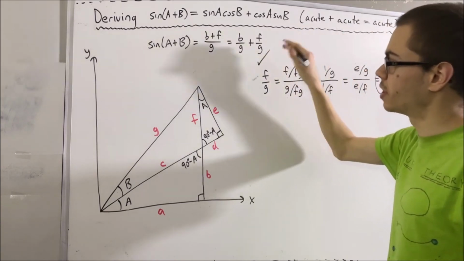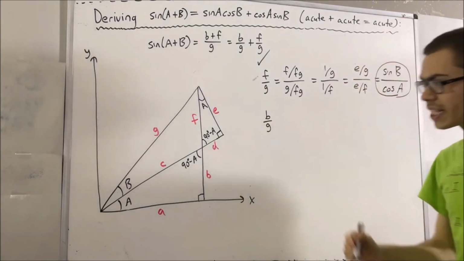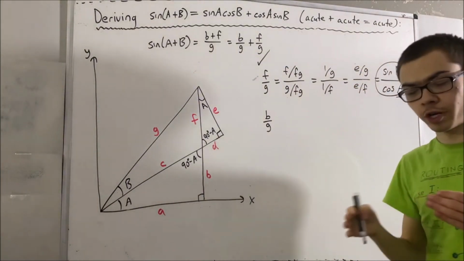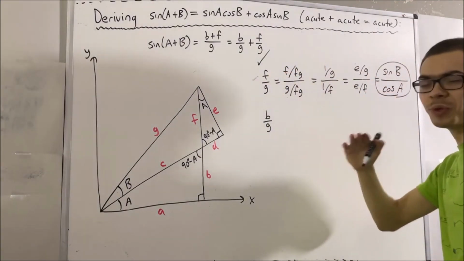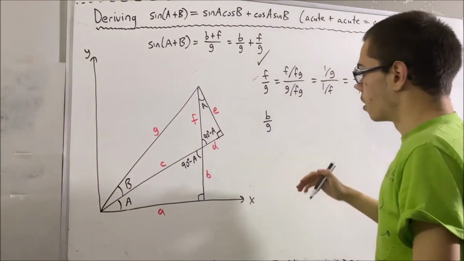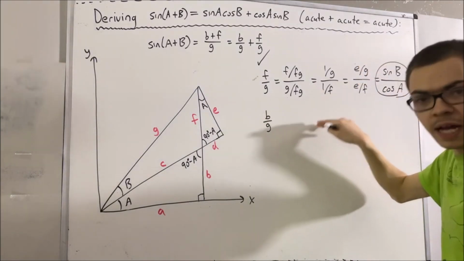Now we're going to do the same thing for B over G. Now it turns out re-expressing what B over G is in terms of trig ratios is actually a little bit more complicated than what we have here. But we will still get through it. So really, B over G is the same thing as B over C times C over G.